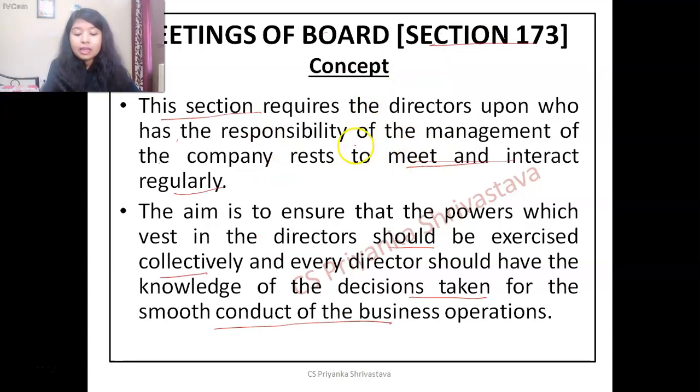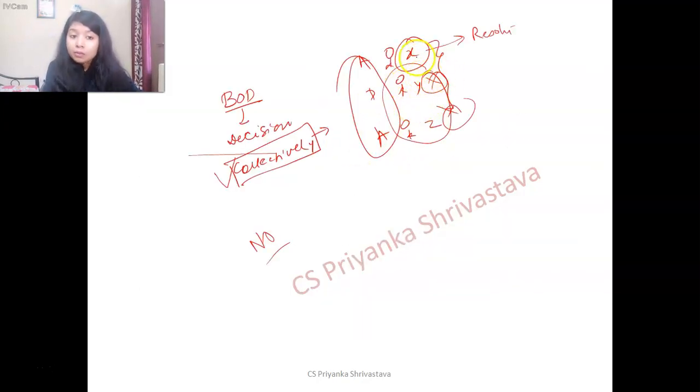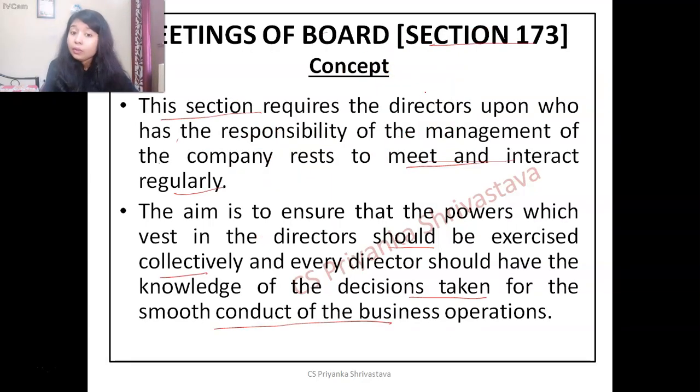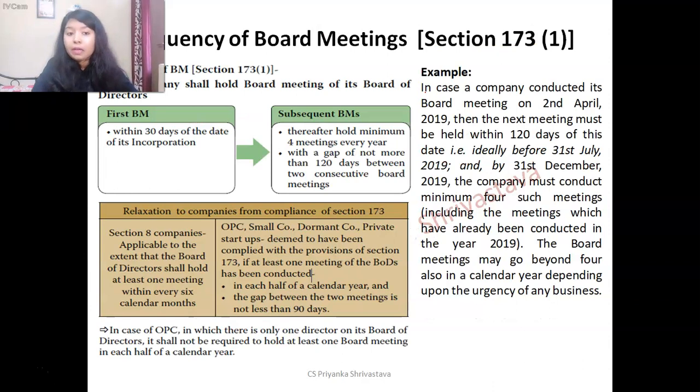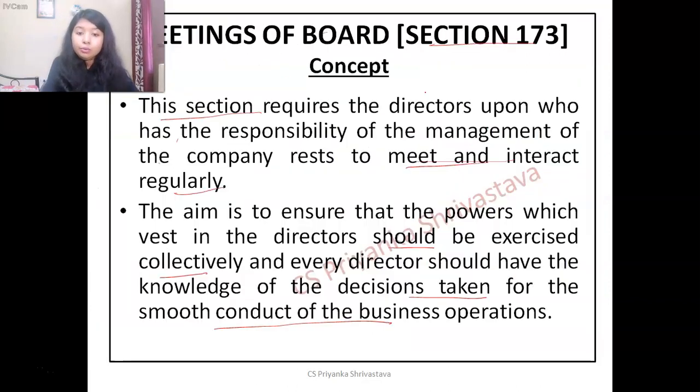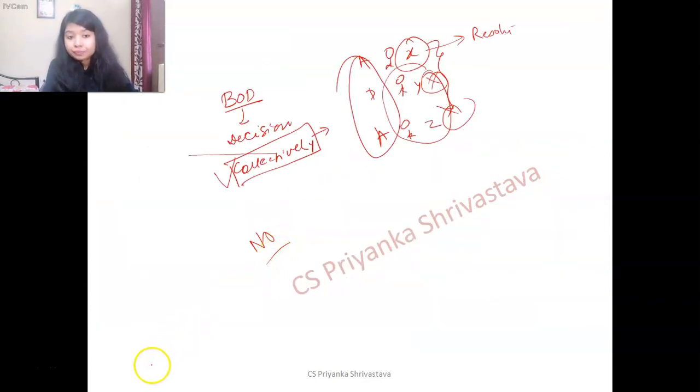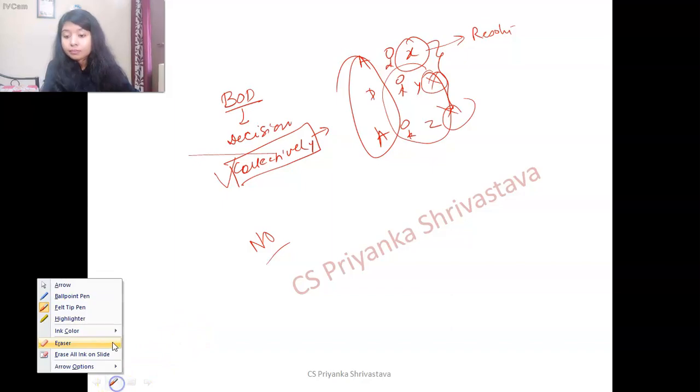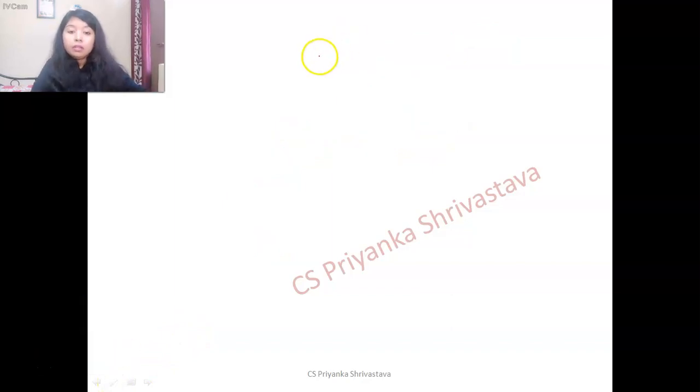So in this case, when the majority of the directors give assent for any resolution, only then will such a resolution be said to be passed. Now, how frequently does the board meeting need to be conducted? So there are 2 cases in this. Board meeting, there are 2 cases.